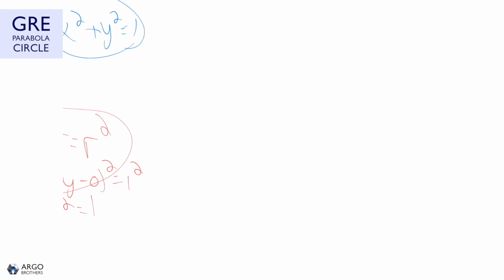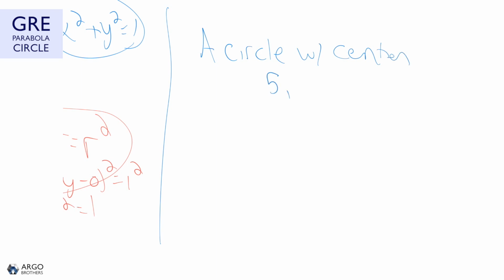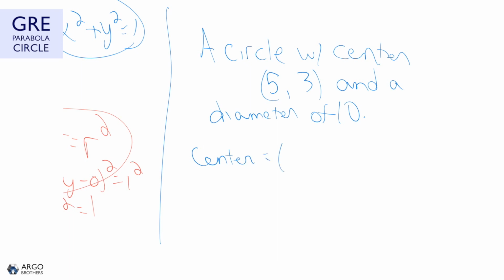How about this? What if I drew a circle with a center? I'm just going to tell you, a circle with center of (5, 3) and a diameter of 10. Okay, well, the things we need are radius and center. We have both. The center is (a, b), which is (5, 3), and the radius is half the diameter, of course, so that equals 5. See, that's all we need.